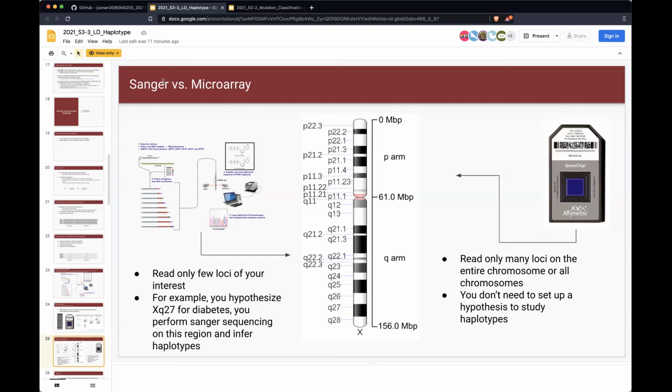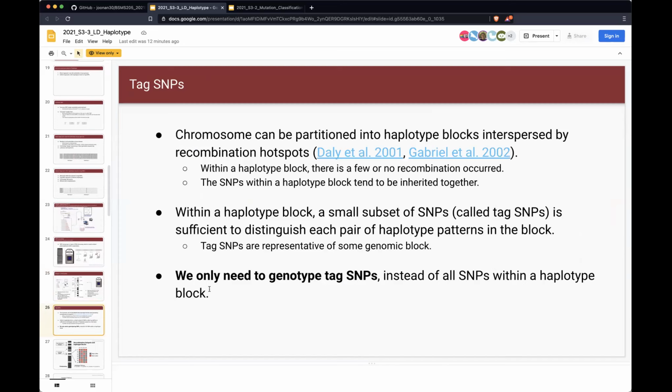Because you choose one or two SNPs from the haplotype, right? And you put it onto the chromosomes, then you can basically read the entire chromosomes, but looking at only sparse loci across the chromosomal positions. Okay, so tag SNPs were initially developed by some people in 2000 and 2001, and they tried to look at the haplotype patterns using this tag SNP information.